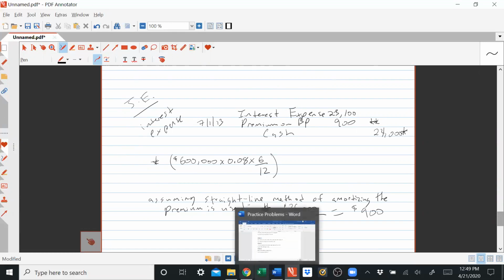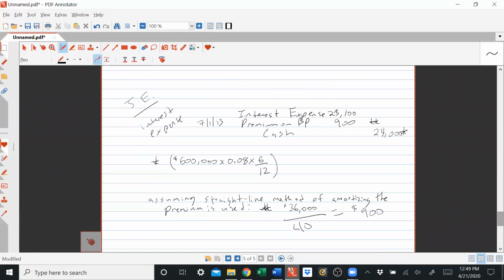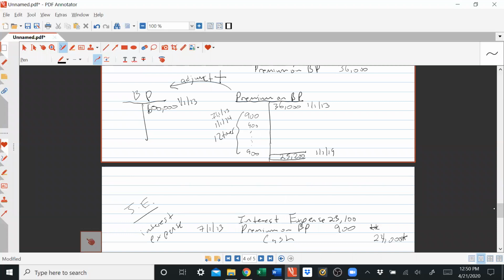8% is the interest rate, right? Let's see. 8% is the stated interest rate. 600,000 times 0.08 times 0.5. 24,000 is the cash interest paid. No, I think we've done everything right. So I don't know why the answer key says it. So the balance in the premium on bond payable account on January 1st, 2019 is $25,200.